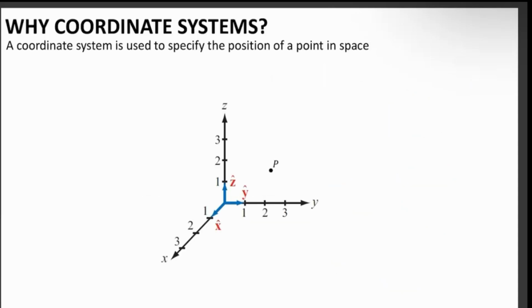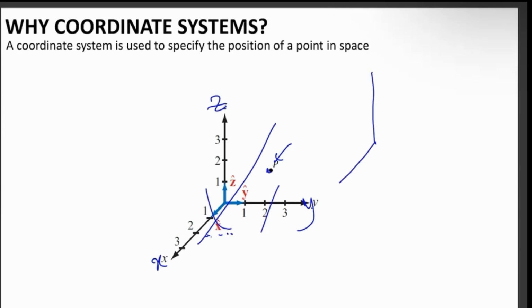So first, the Cartesian coordinate system. A coordinate system is used to specify the position of a point in space. We have 3D: X, Y, and Z. Let's say we have one point P. Let's draw X, Y, and Z first. For example, our coordinate for P is 2 on x, and the coordinate on y is, for example, 3.